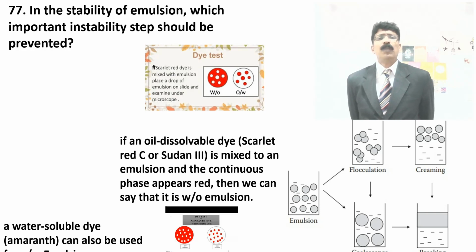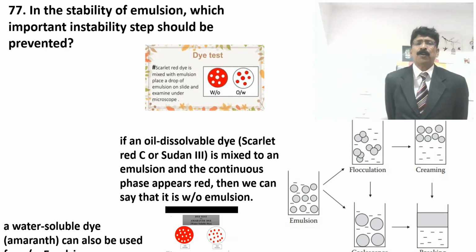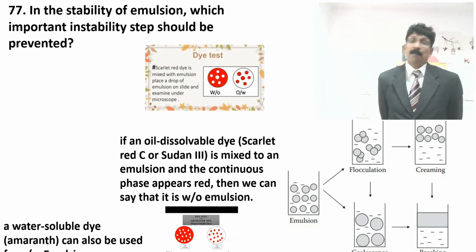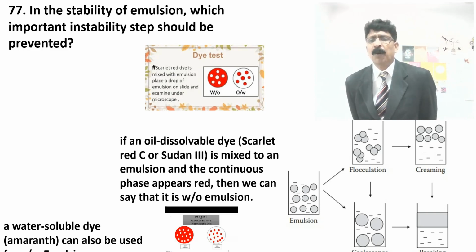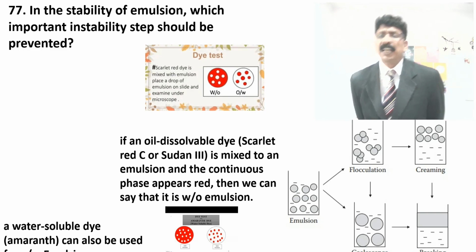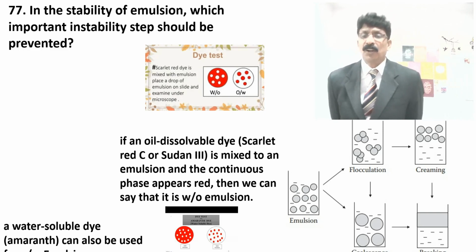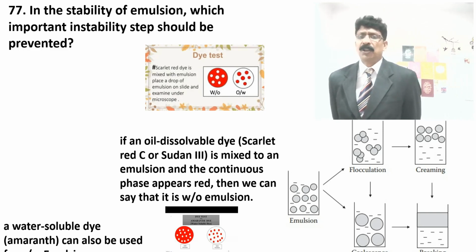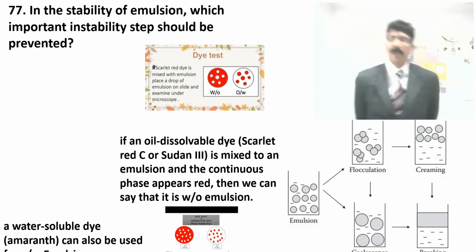Now, in the stability of emulsion, which important instability step should be prevented? Students will always think about coagulation, breaking, creaming. An emulsion can go through flocculation, creaming, coalescence and breaking, as you can see in the picture. After flocculation, the droplets join together and become larger particles of the dispersed phase, which is coalescence. Coalescence should be prevented, very important.